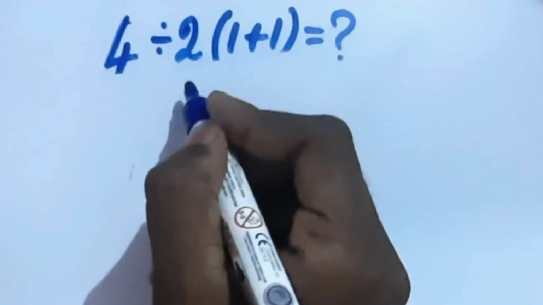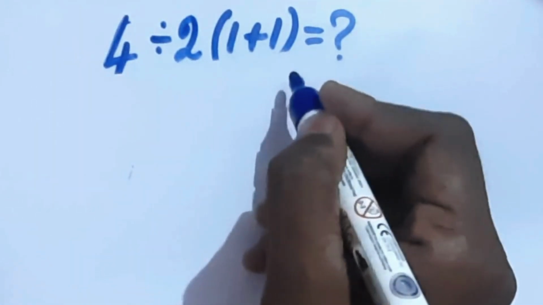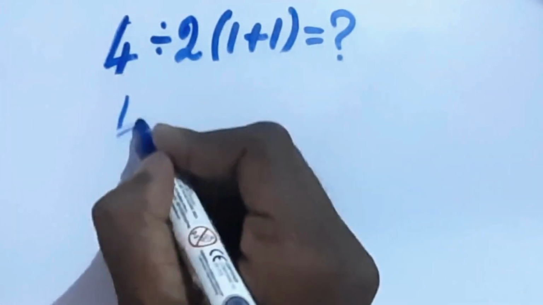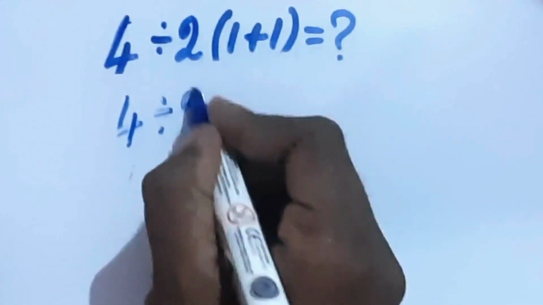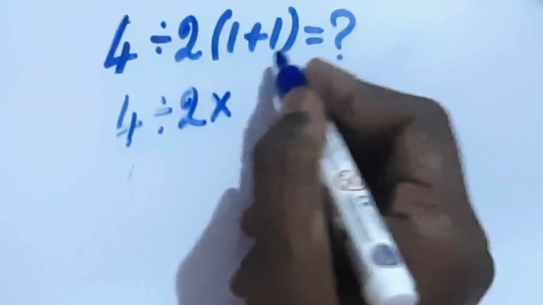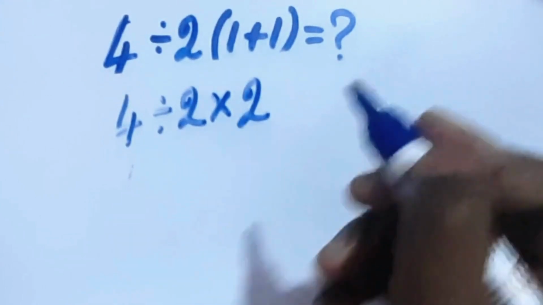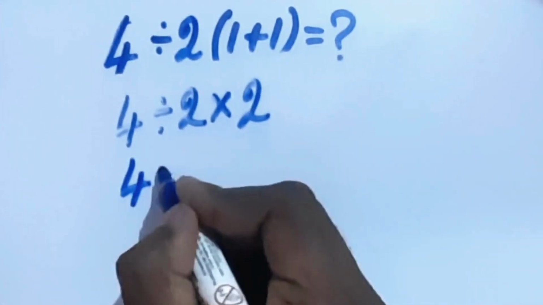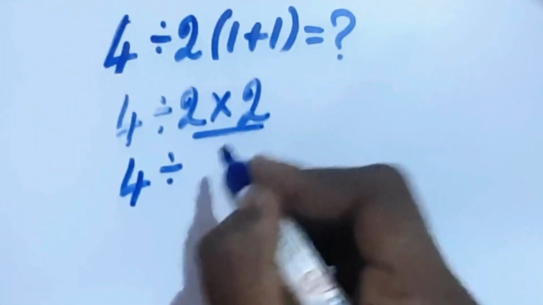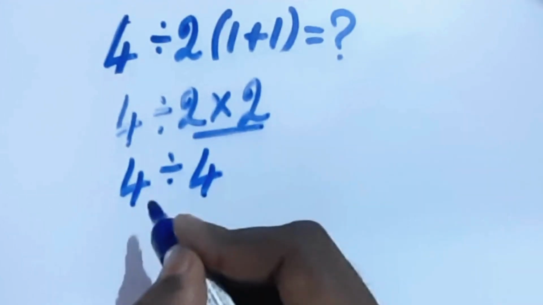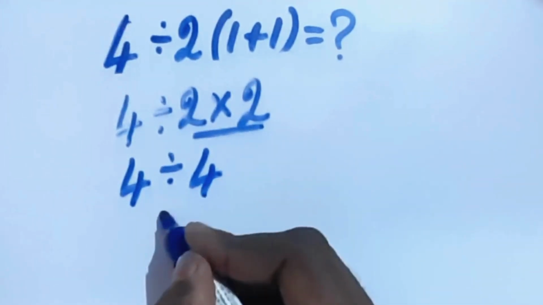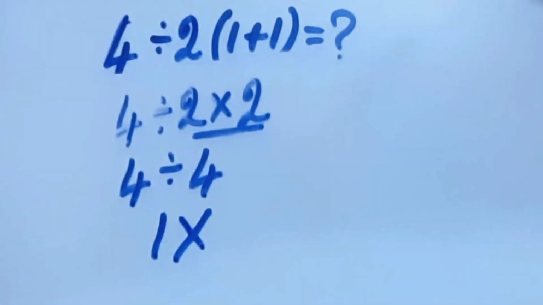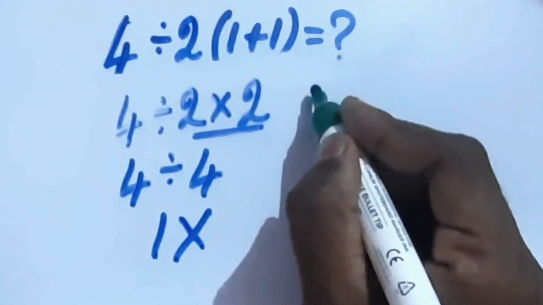Hello guys, most of the people get answer 1 for this problem in the wrong way. Here 4 divided by 2 times 1 plus 1 is 2. Now 4 divided by this is 4. 4 divided by 4 is 1. This is wrong.